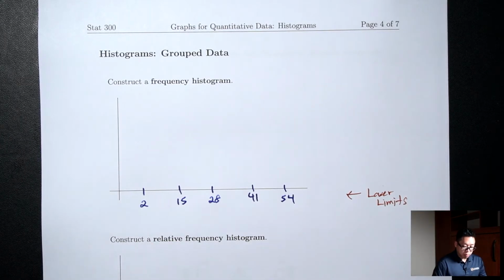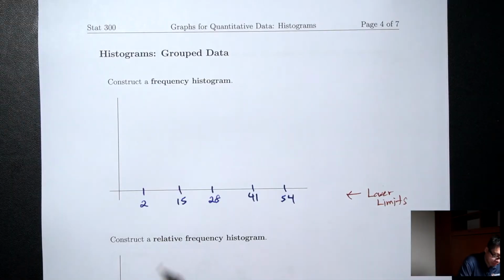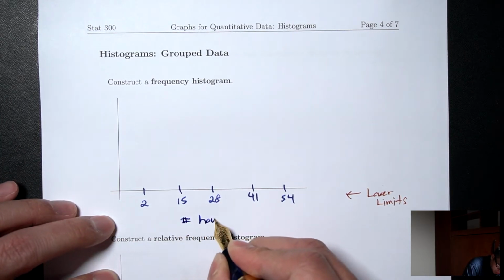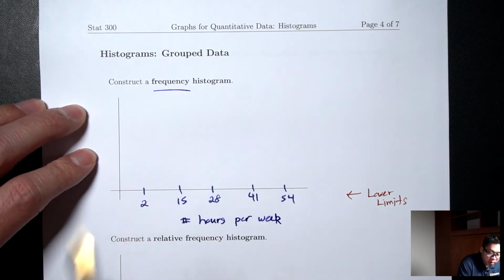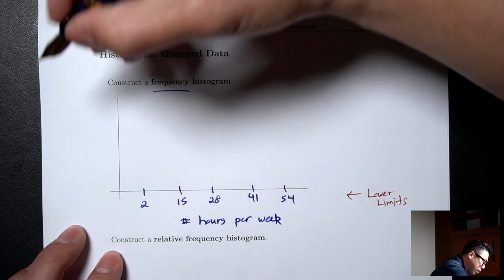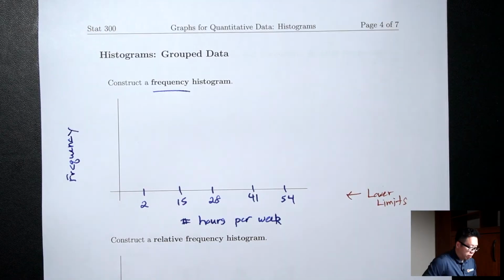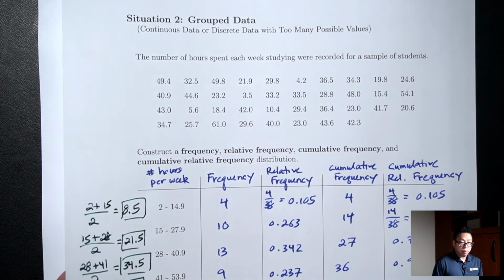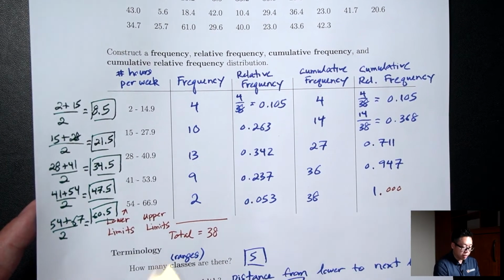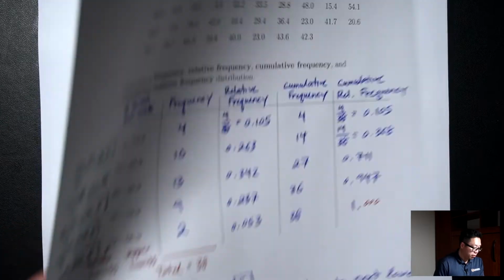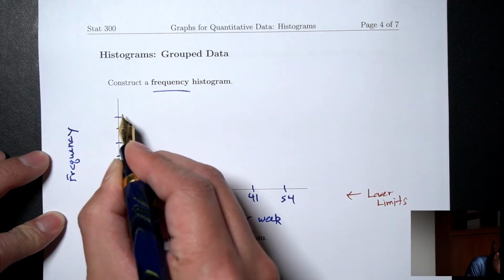And let me also title what these numbers mean. So these numbers were number of hours per week. We're talking about a frequency histogram. That means we're going to put frequency on the y-axis. Now for this situation, if I look at my frequencies, 4, 10, 13, 9, 2. So I need to get up to 13. This one I can count by twos, I think. I'll count by twos. 2, 4, 6, 8, 10, 12, 14.